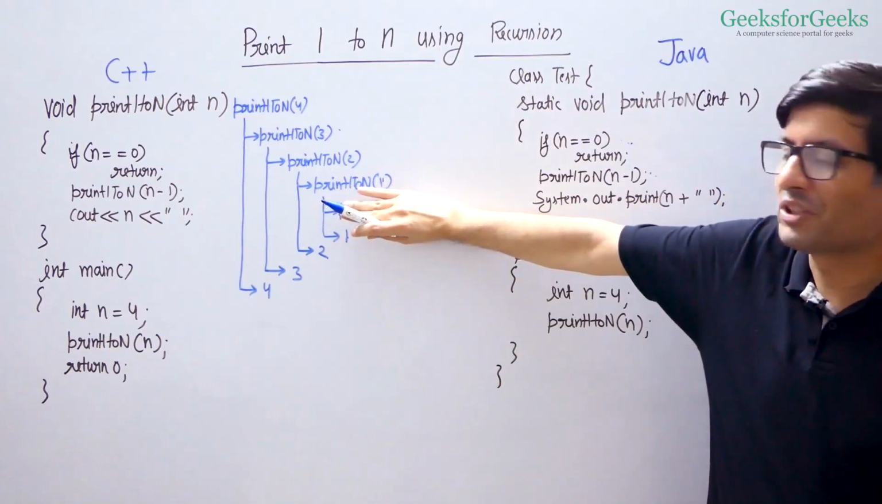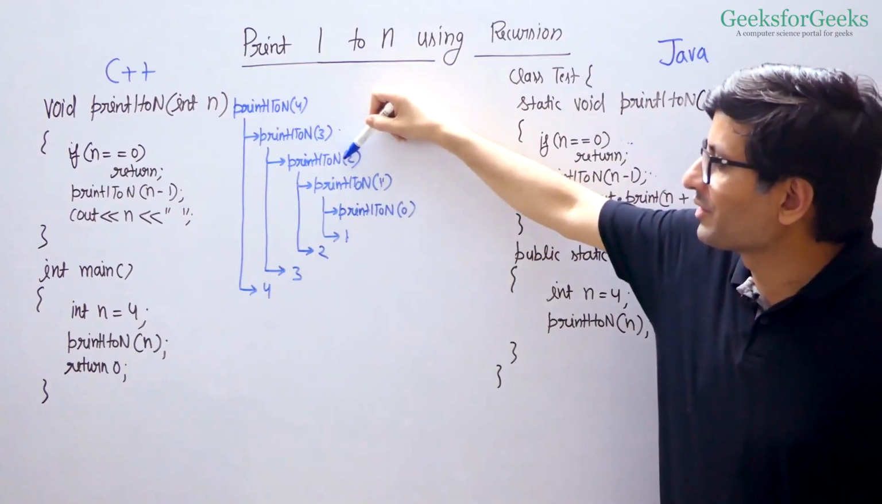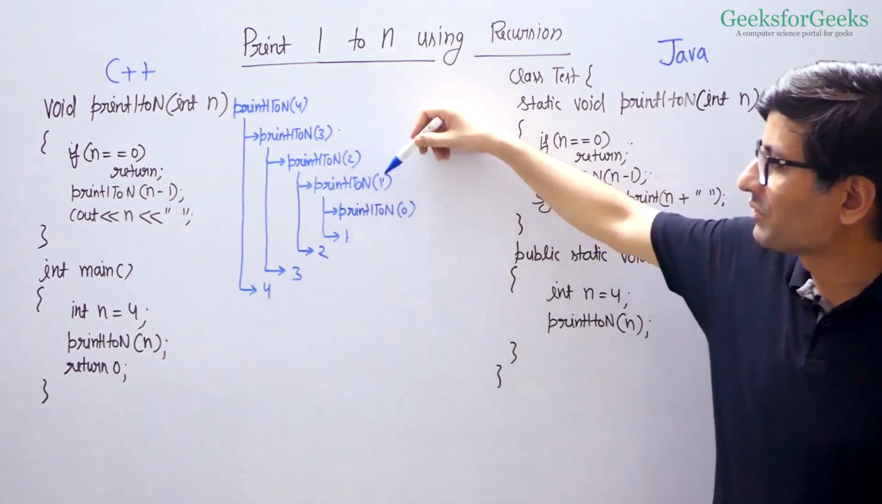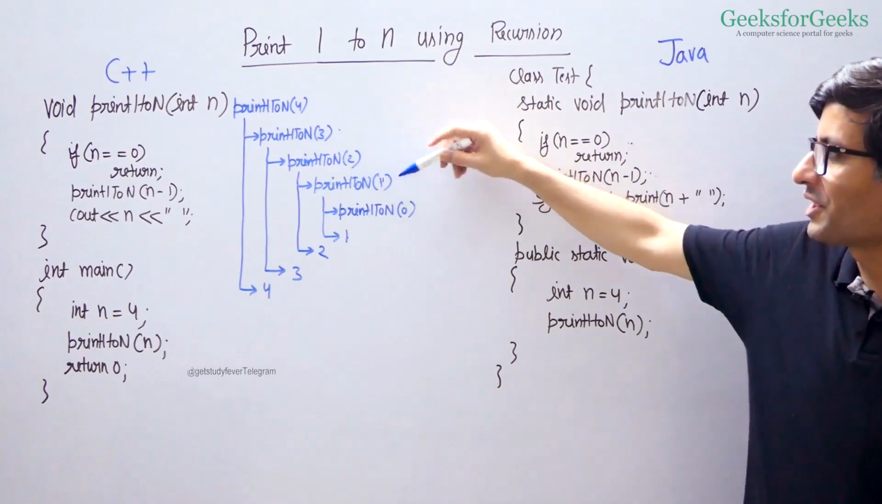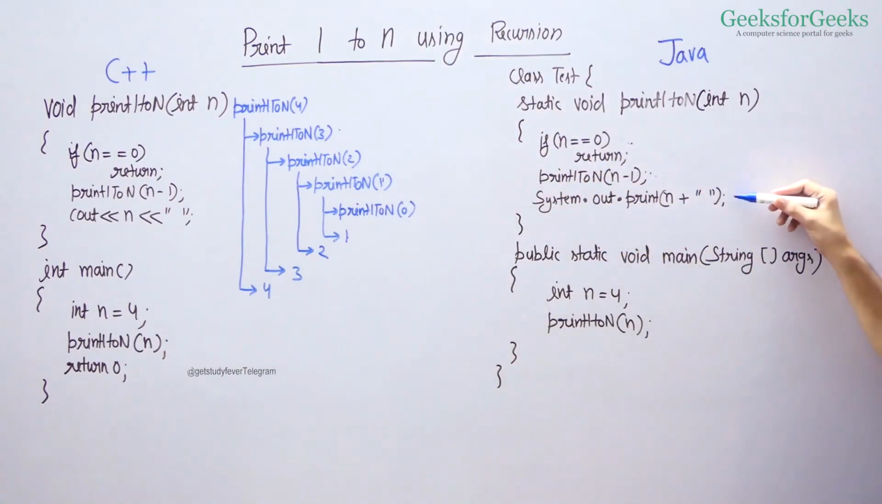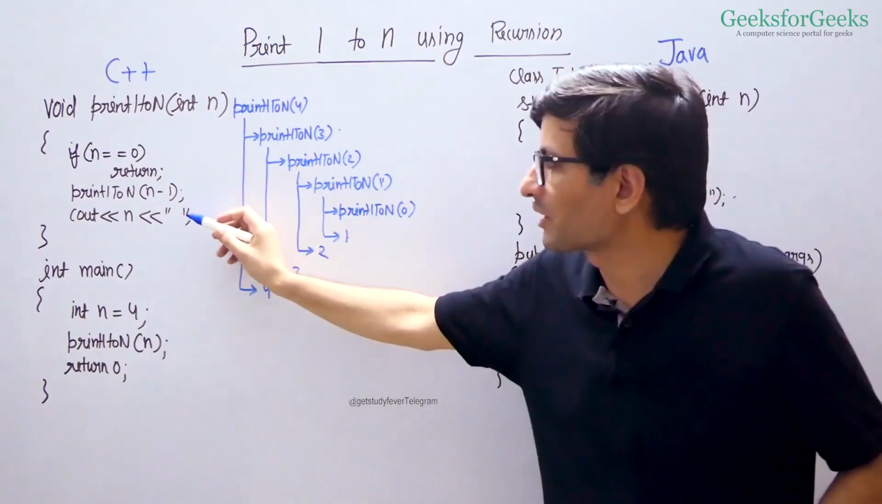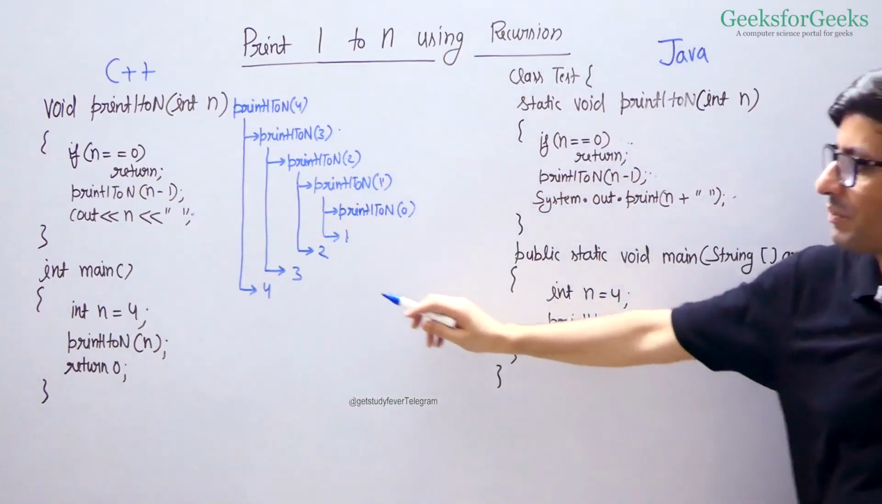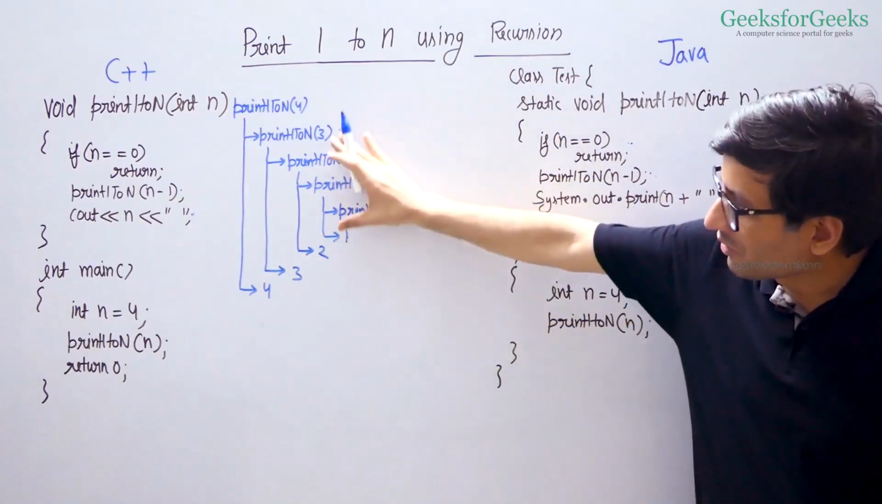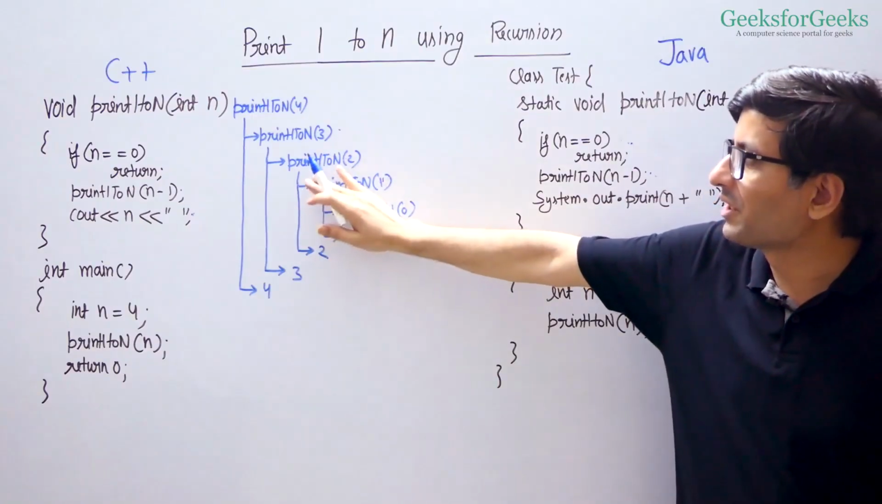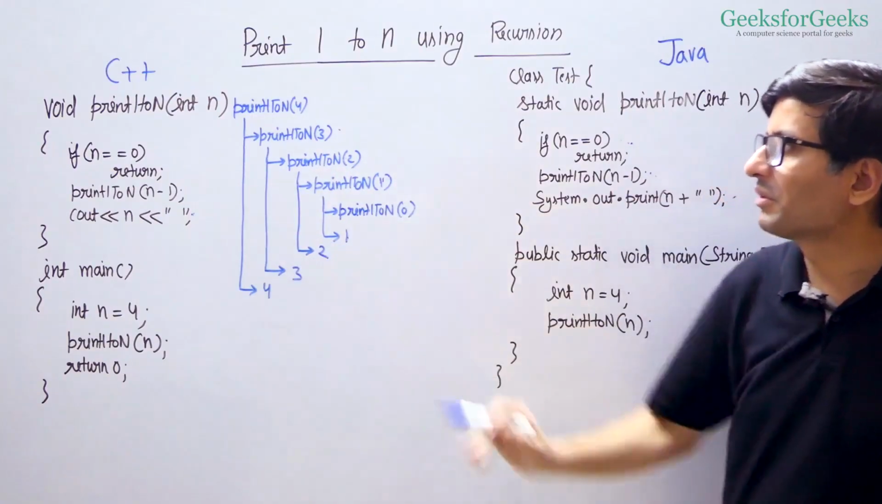So now what is going to happen? This function call is going to get the control back. It was waiting for this function call to finish, and it's going to resume the execution from this line or from this line. So what it's going to do, it's going to print 2. And then this function call is also over, right? This is printed, this is called for 1 and then printed 2.